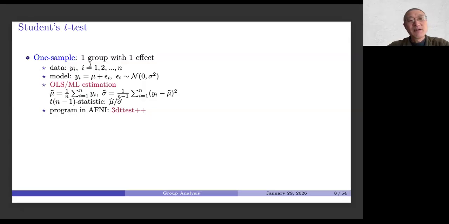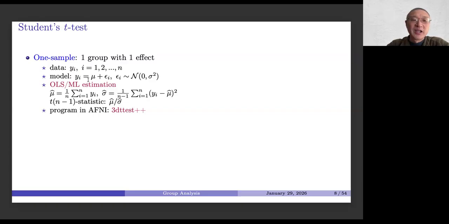For example, the one sample t-test. At each voxel, we have the data, that's y sub i. Then the model is basically we decompose each data point into two components: the group average plus the residuals. So the only information is y sub i, but we decompose it into two components. Then, pretty much like the regression model, we use ordinary least squares to solve it.